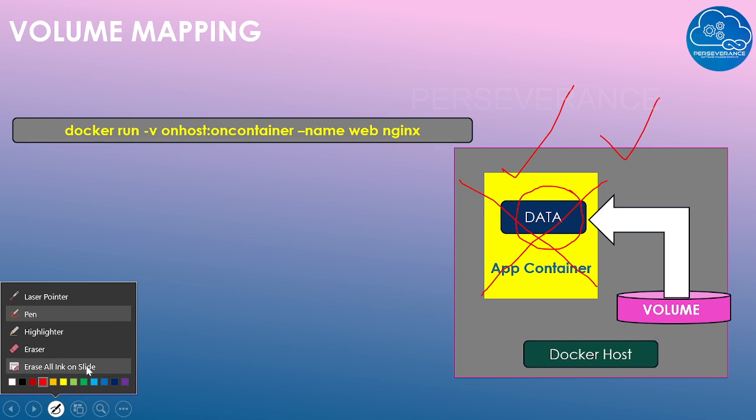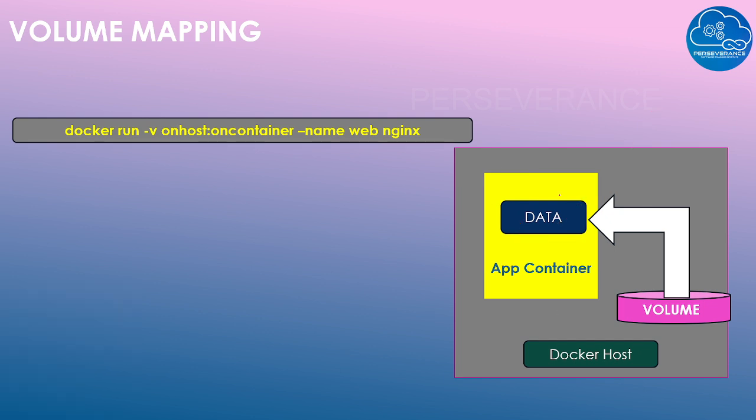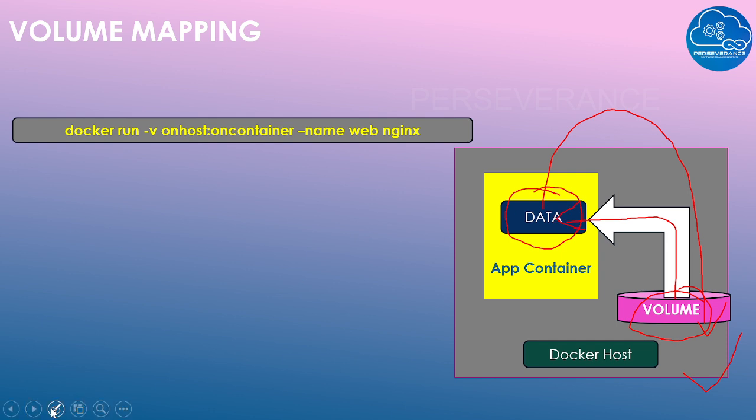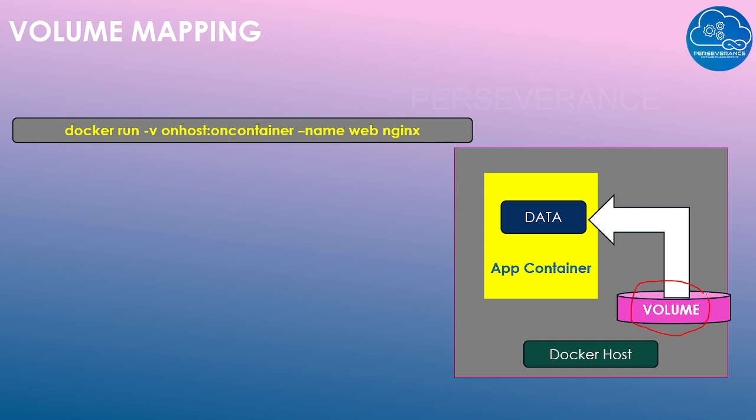So instead, we map the volume on the container to a volume on the Docker host, meaning on the server. On the server we have a volume which is mapped to the data volume inside the container. It is ideally like a server-level port and a container-level port. So the volume on the Docker server is mapped to the data on the app container.